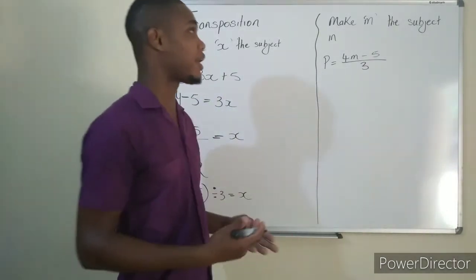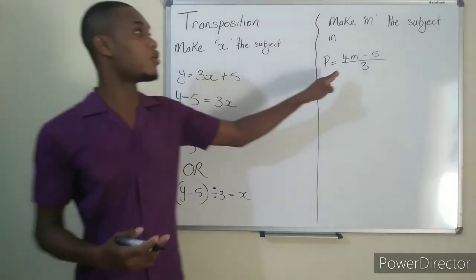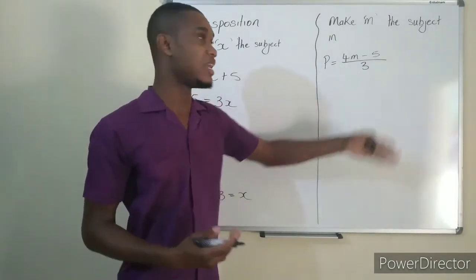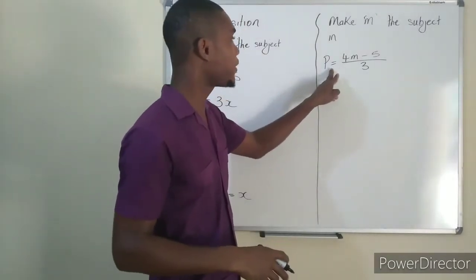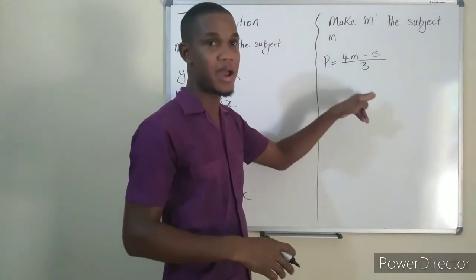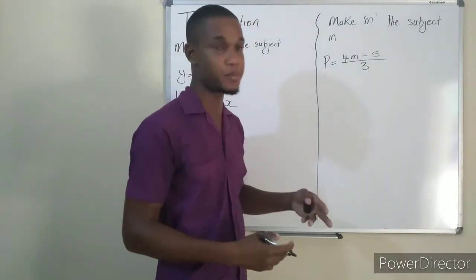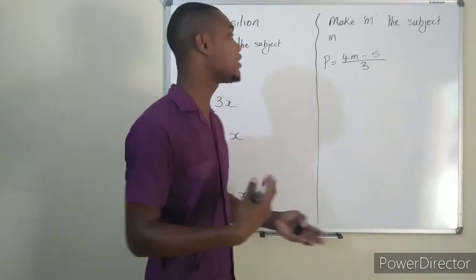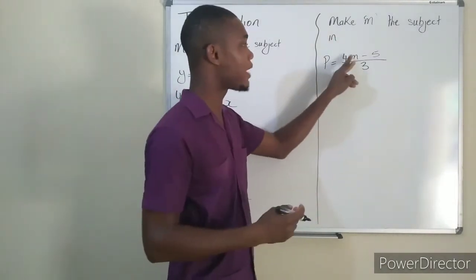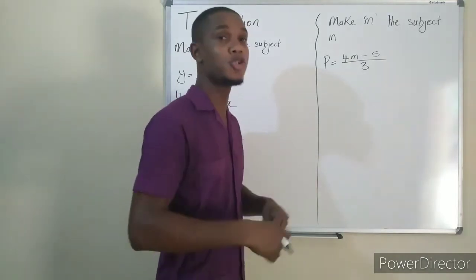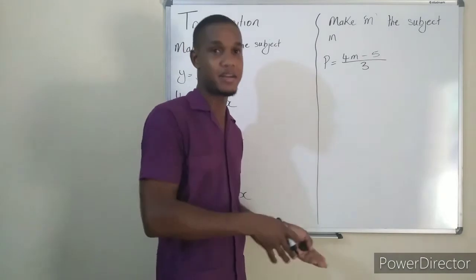Now, what about a question like this? You realize that this one just was linear, but now this one has a fraction in it that will complicate things a little bit. So this means that p is equal to 4 multiplied by m minus 5, then your answer, you will divide it by 3. Because of how this question is, it means that you're supposed to multiply m by 4 first, then you will subtract 5 from it, and when you get the answer for that, you will now divide it by 3.